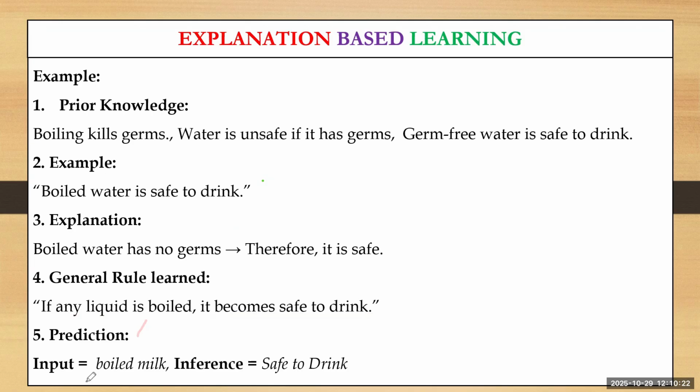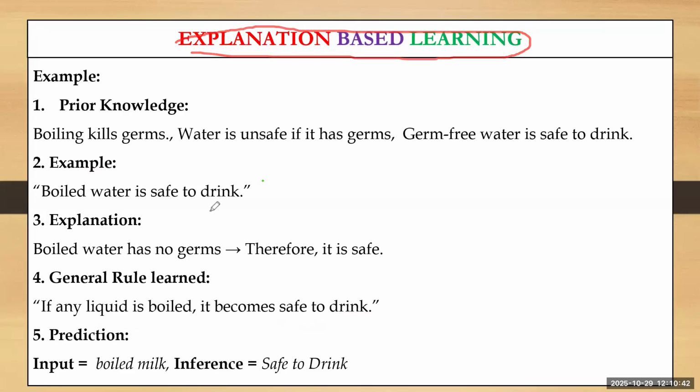Now I am giving input as, I am going to drink the boiled milk. So the inference we will get is, yes, it is safe to drink because it generated the rule. This is the way explanation based learning will work.